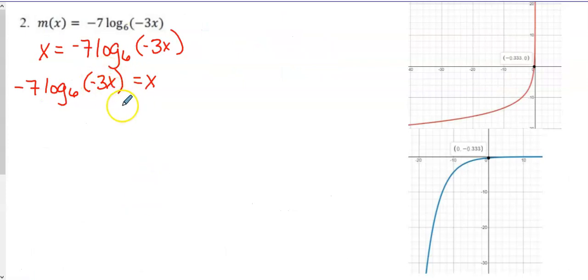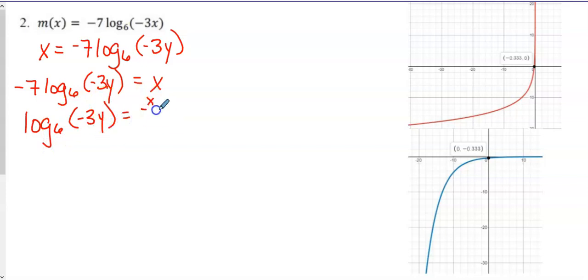Number 2, I went ahead and switched, now I've switched the x and the y. I had x's in both places. So we need to solve for y, which means we're going to rewrite this in a minute. The first thing we have to do, though, is get the log part of it isolated. So we need to get rid of this -7. So we're going to just divide by -7, which leaves us with log base 6, -3y, equals x divided by -7.